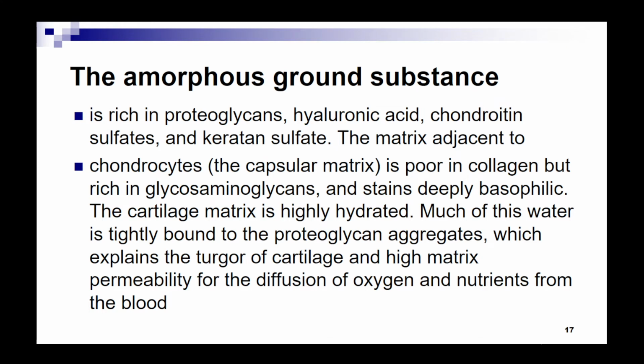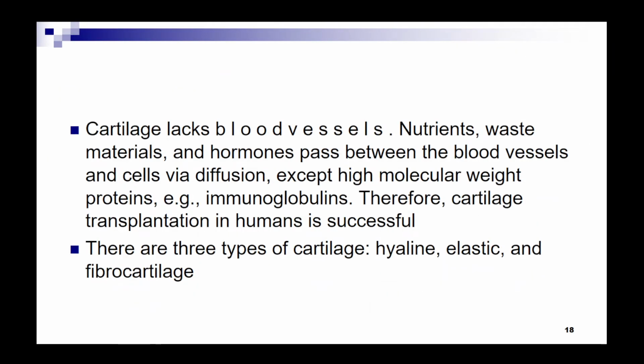And I want to tell you, it is very important to understand that cartilage lacks blood vessels. If we compare cartilage with connective tissue, blood vessels are not present in the cartilage proper area. They are located only in the perichondrium. Nutrients, waste materials, and hormones pass between the blood vessels and cells via diffusion, except higher molecular weight proteins like immunoglobulins. Cartilage transplantation in humans is successful. So we can use transplantation of cartilage very easily because vessels are not present inside the cartilage.